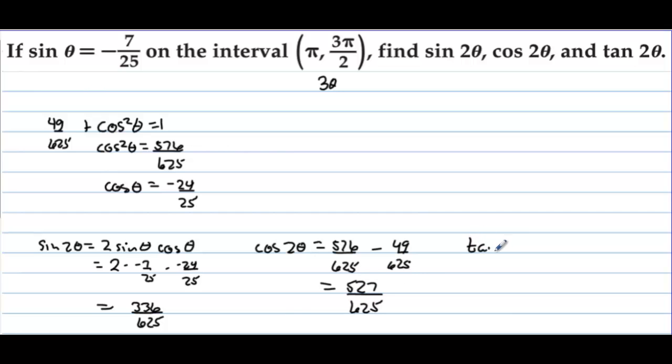Now to find the tangent of 2 theta, I'm not actually going to use the formula. Let's just use sine of 2 theta over cosine of 2 theta, which is 336 over 625, over, there's the sine, over cosine, which is 527 over 625, which is equal to 336 over 527.